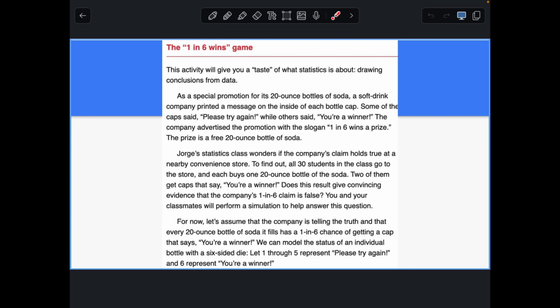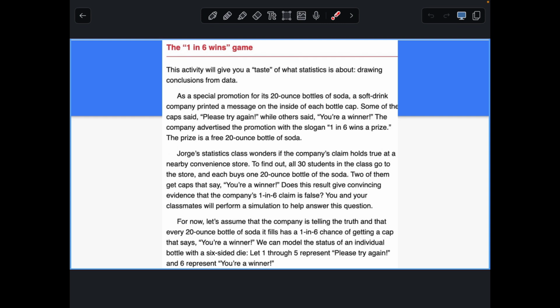Okay, so Jorge's statistics class wonders if the company's claim holds true at a nearby convenience store. They're seeing if they are telling the truth or if this company is lying to you. To find out, all 30 students in the class go to the store. Each of them buys a bottle of soda. Only 2 of them get a cap that says, "You're a winner." Does this result give convincing evidence that the company's 1 in 6 claim is false?